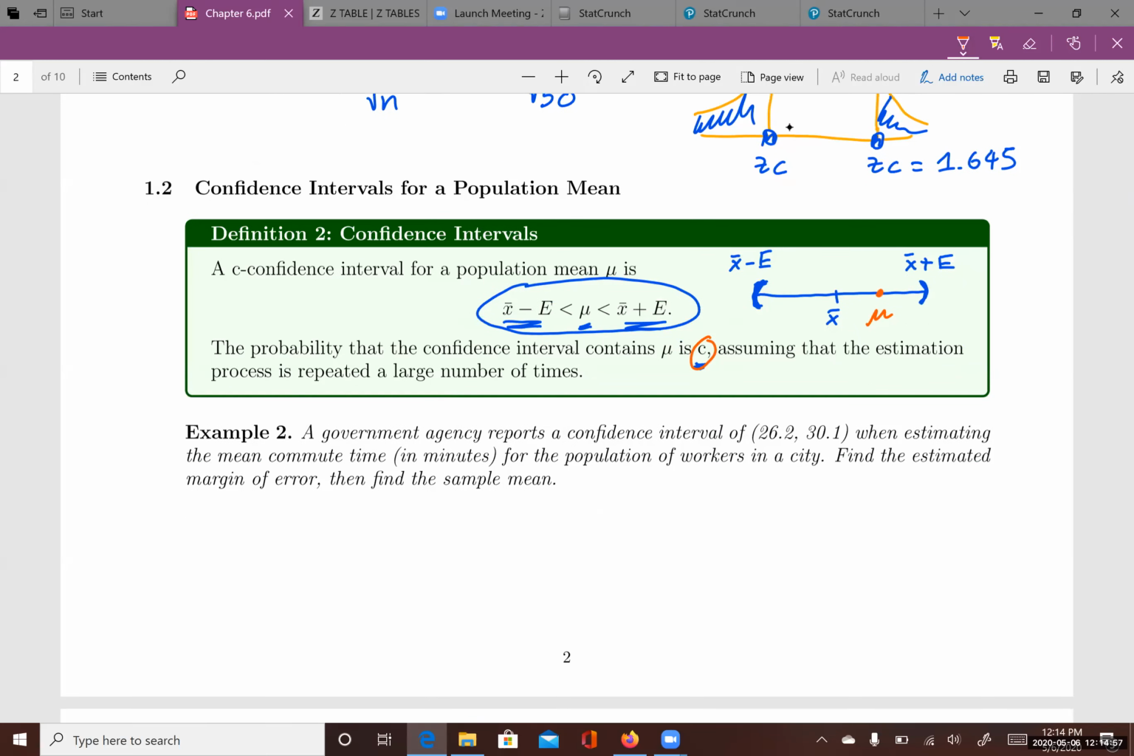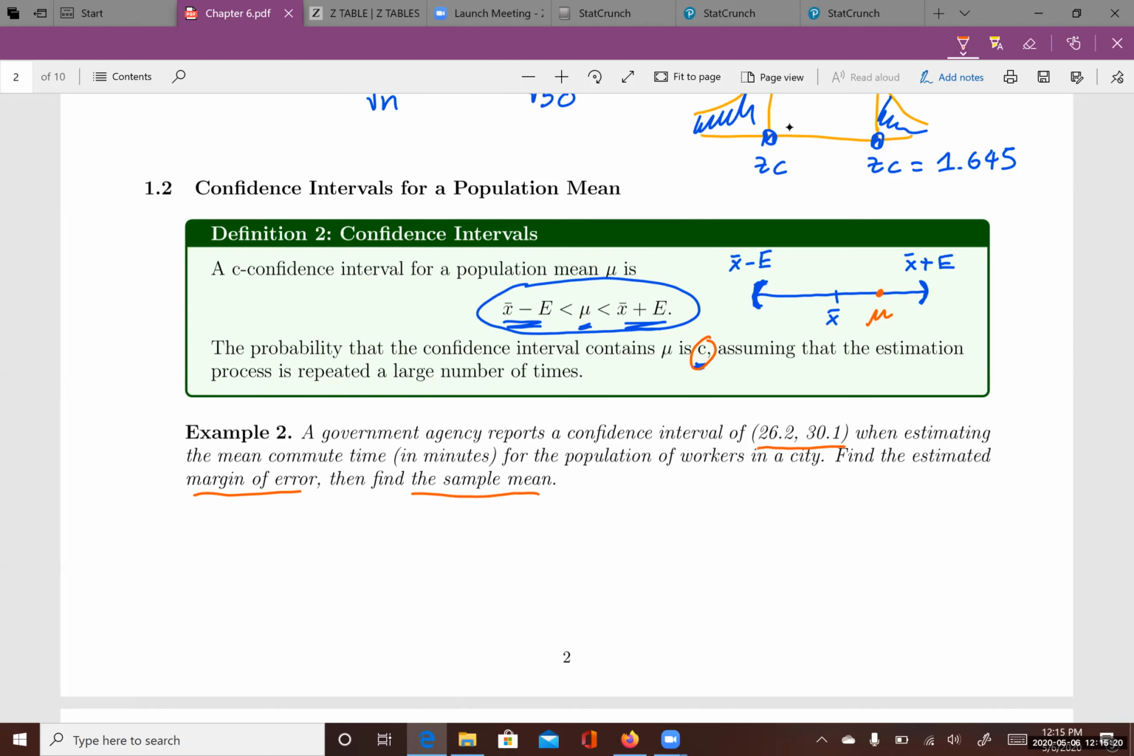Let's do a quick example. A government agency reports a confidence interval of 26.2 to 30.1 when estimating the mean commute time in minutes for the population of workers in a city. Find the estimated margin of error and then find the sample mean.